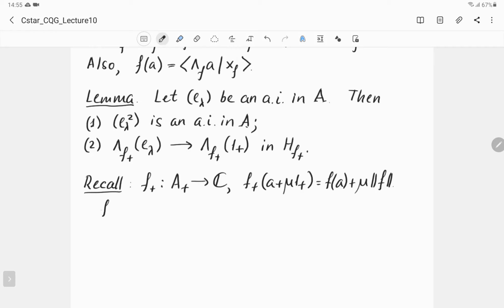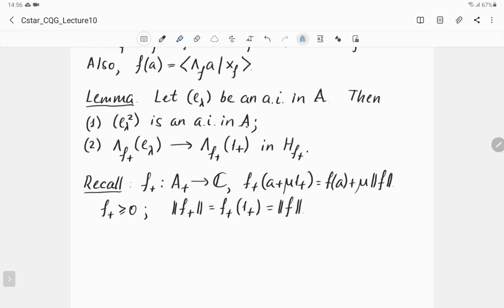So we know that f plus is also positive. Also, we know that the norm of f plus is f plus evaluated at the identity. In fact, this equality is equivalent to the positivity of f plus. And if we substitute the identity of A plus in the above formula, then we get that this is just the norm of f. So the norm of f plus is the same as the norm of f.